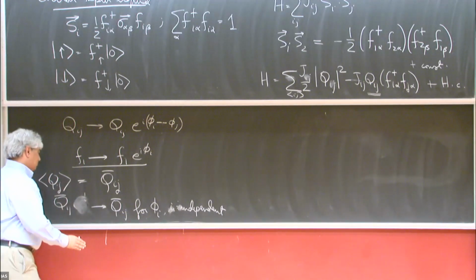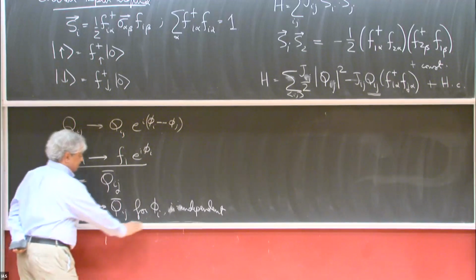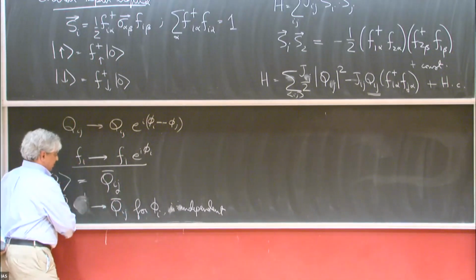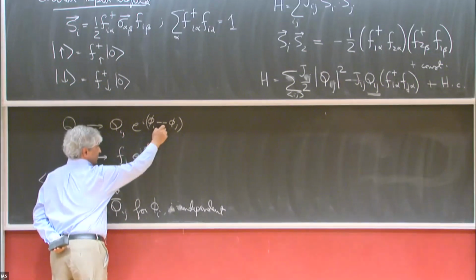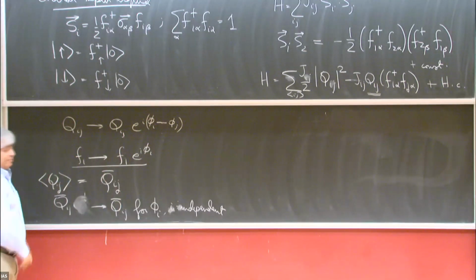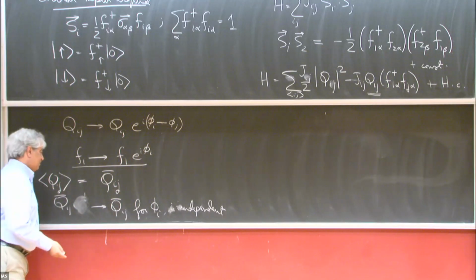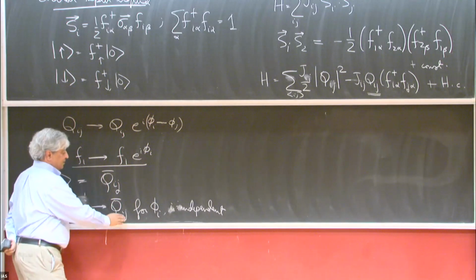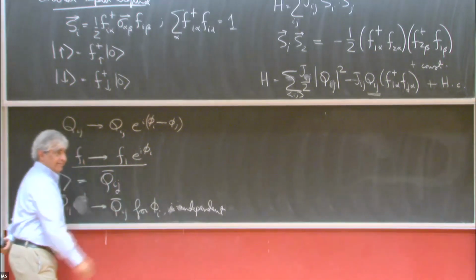Well, the point is the following. If I do a uniform gauge transformation, then the Q bar doesn't change because of this minus sign. Doesn't matter what lattice I am. So let me make a slow gauge transformation. Under a slow gauge transformation, this means that Q bar will change with the gradients of phi.